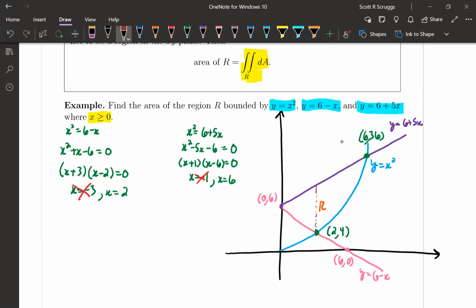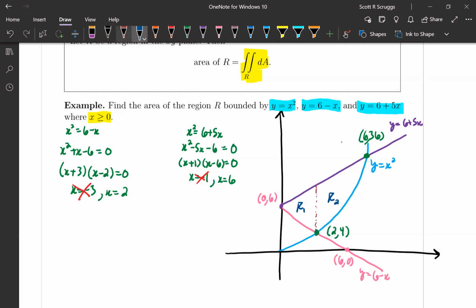At x equals 2, my two curves split between having from 0 to 2 being the curves 6 plus 5x and 6 minus x. Whereas from 2 to 6, talking with respect to x, it will be 6 plus 5x and x squared. So because a different order of my regions is occurring, my entire region R can be split into two different subregions.